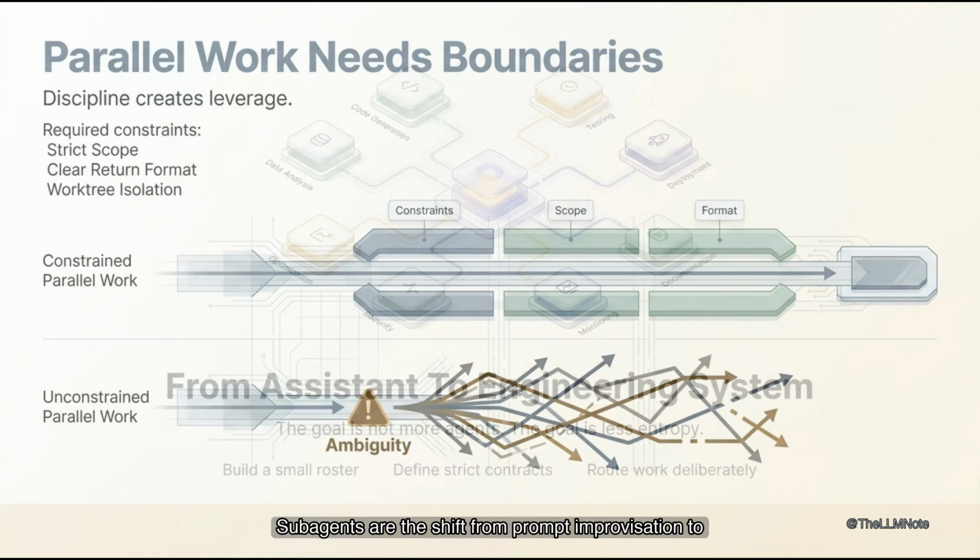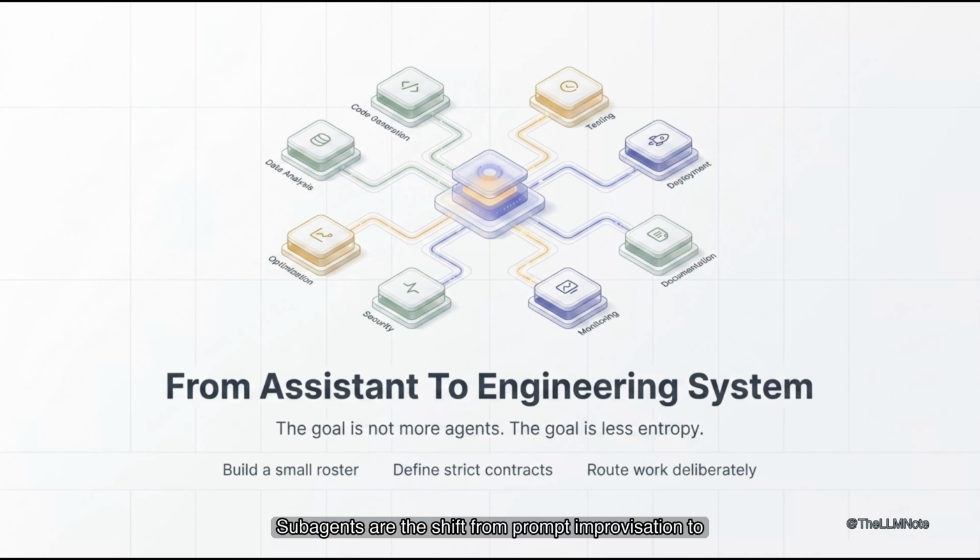Subagents are the shift from prompt improvisation to AI team design. The goal is not more agents. The goal is less entropy. Build a small roster, define strict contracts, route work deliberately, and let Claude Code become an engineering system where specialized intelligence moves through the repo with control.